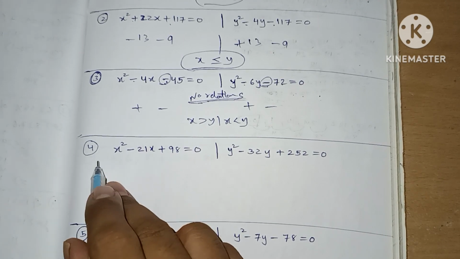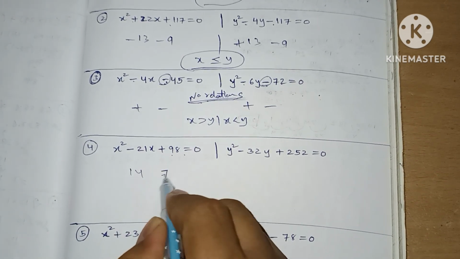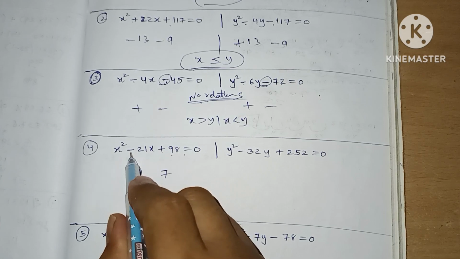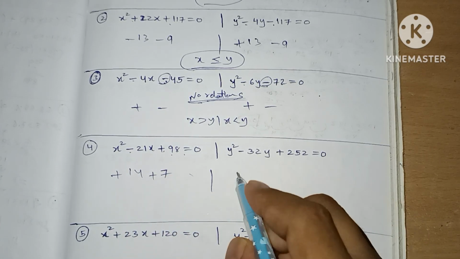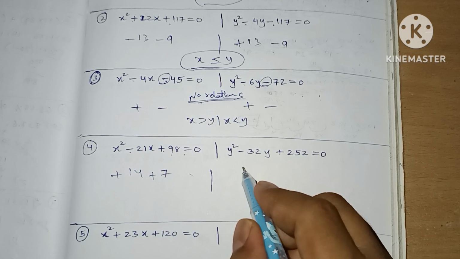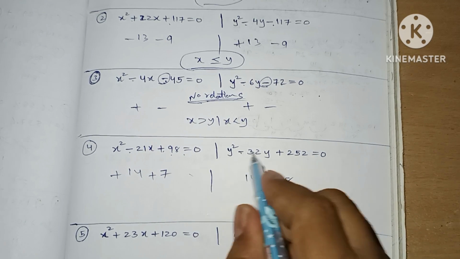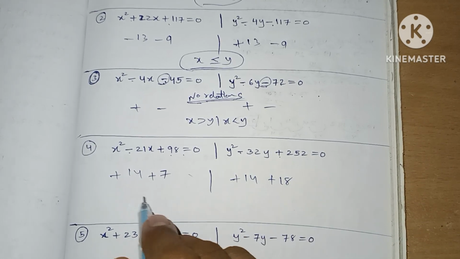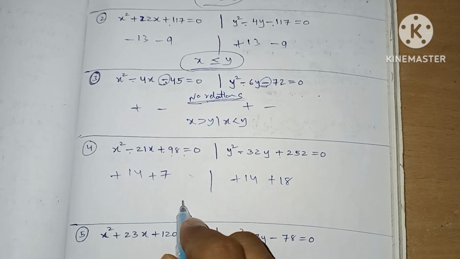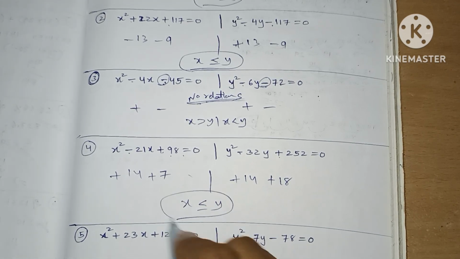Let's see fourth one. 98, this will be 14, 7 times is 98. Minus and plus means the roots are positive and positive. 252, 252 I see somewhere. 14 18 times is 252. Okay, minus and plus, so plus and plus are the roots. Now by comparing these two, it is clear that x is lesser than or equal to y.